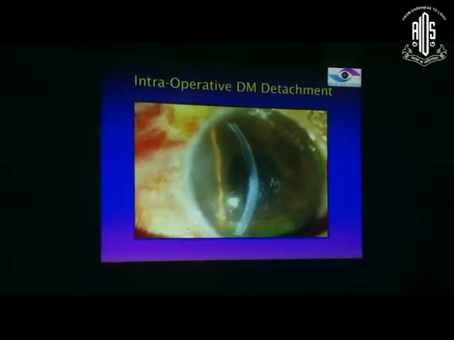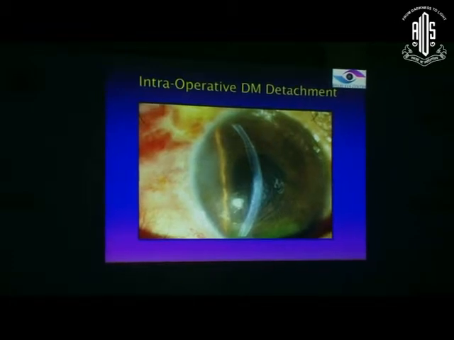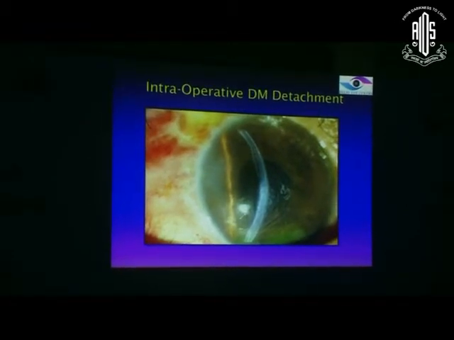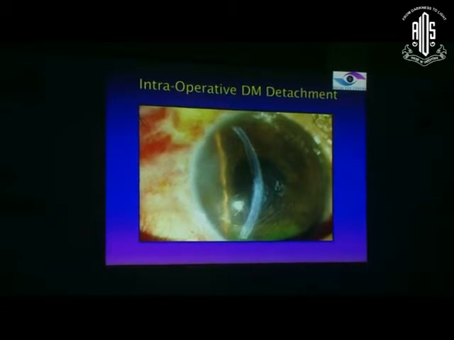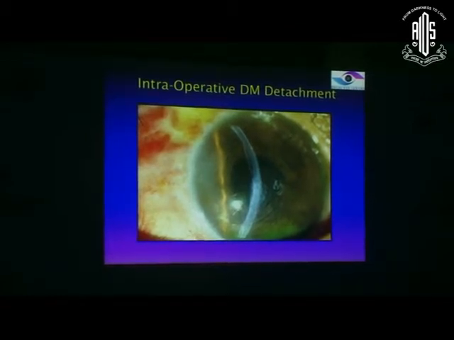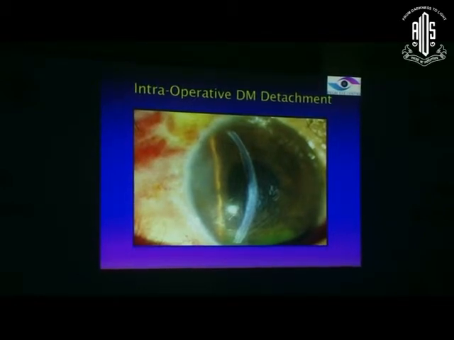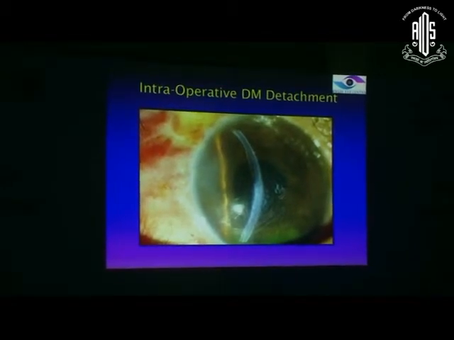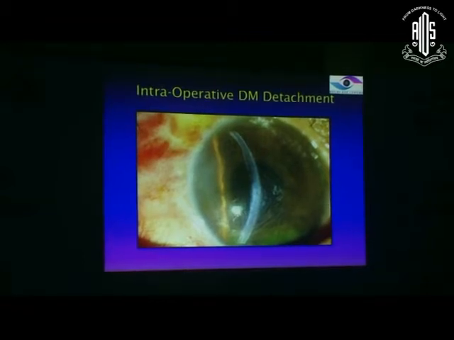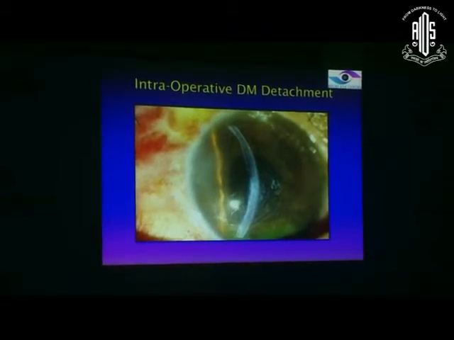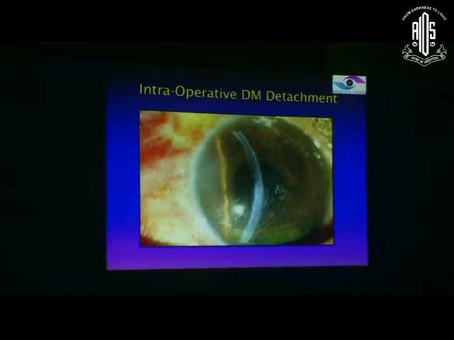So if we have a picture like this, an intraoperative DM detachment, if it's recognized on table, then we can go ahead and put the air on table itself and this will attach. But if this is missed and we see this kind of a picture on first postoperative day, and if this DM detachment is unlikely to resolve by itself, if it's in the center affecting the visual axis and causing corneal edema, then we should go ahead and do a descemetopexy.